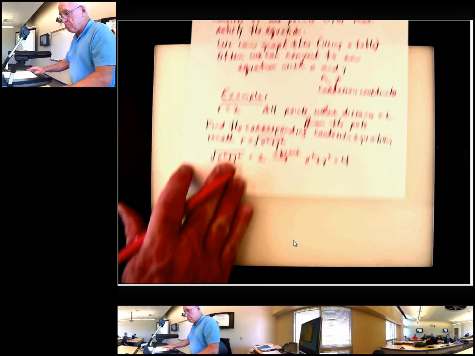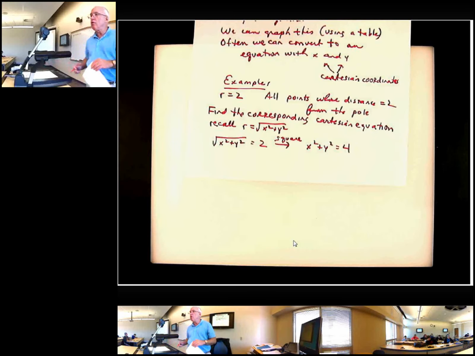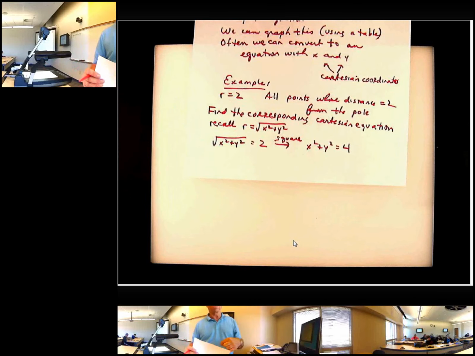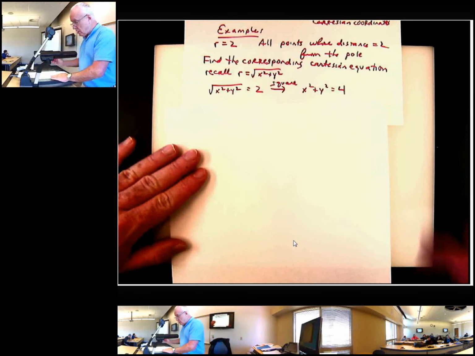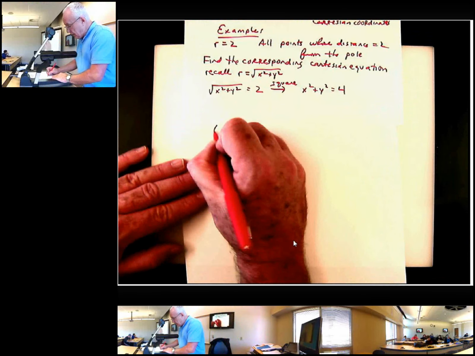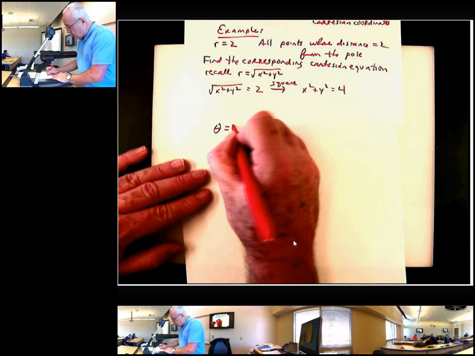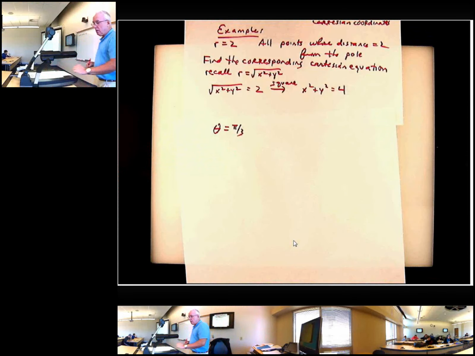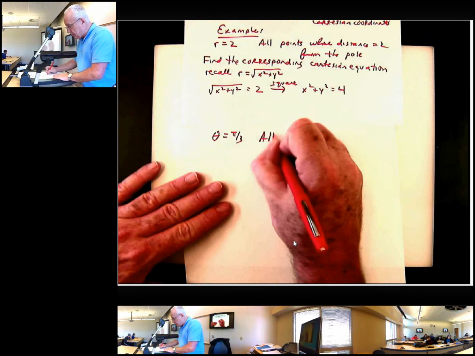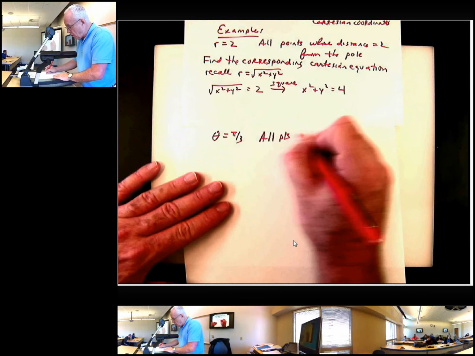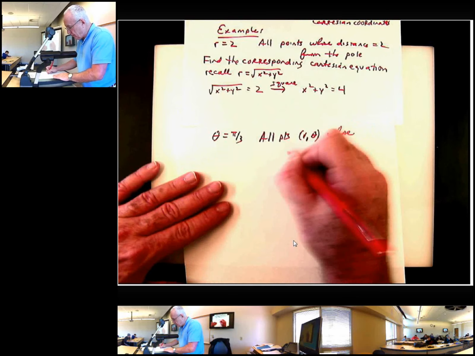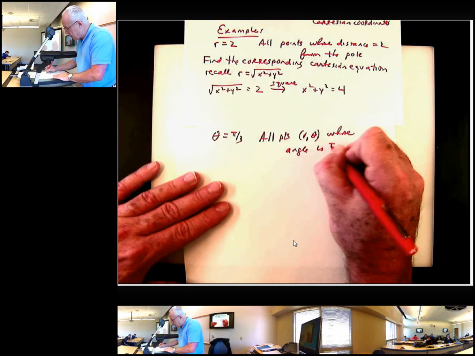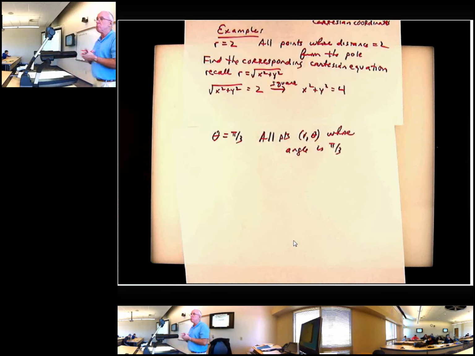Any question on how I converted that to the Cartesian, using that identity, r equals the square root of x squared plus y squared? Let's look at another one. Here we have theta is equal to pi over 3. So this is all the points (r, theta) whose angle is pi over 3.